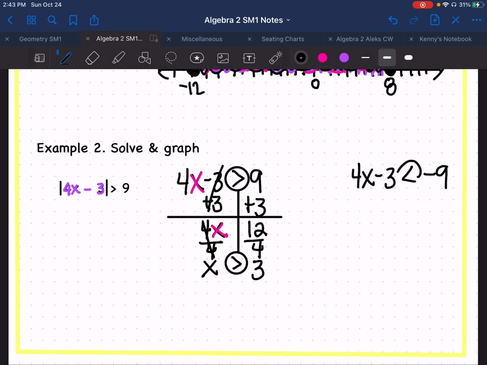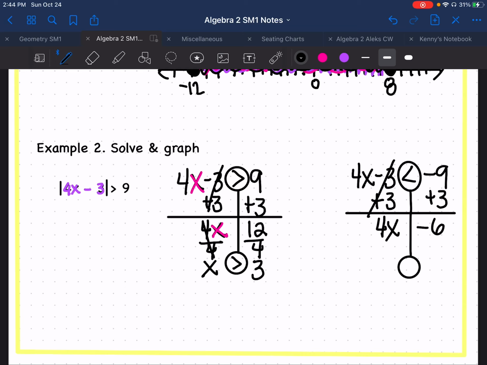Let's go ahead and do this one over here. Oops, that's supposed to be a circle. There we go. Maybe just a little bit longer. Perfect. Same operations, same operations. It's just when I actually add 3 to -9 that I'm going to get a different number. I'm going to get -6. I'm still going to divide by +4.